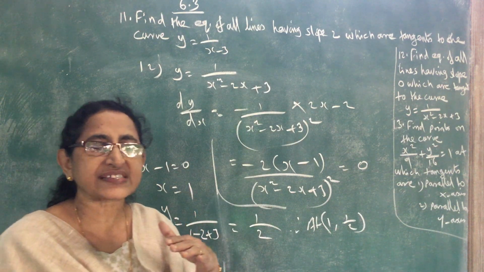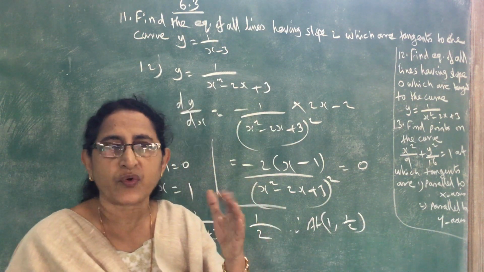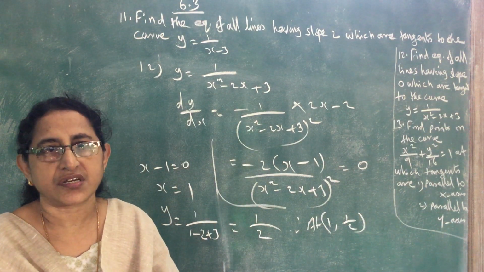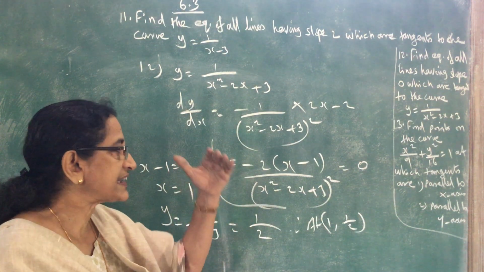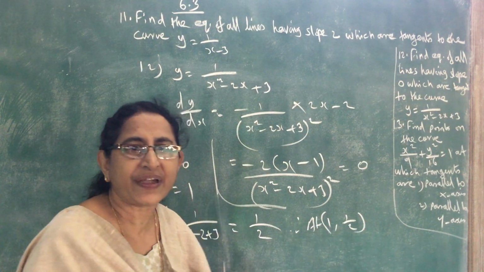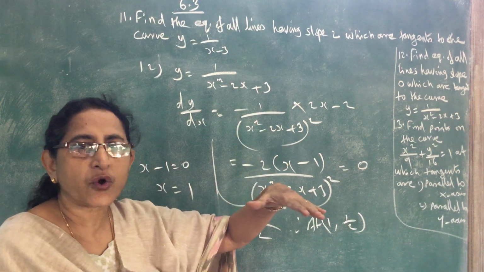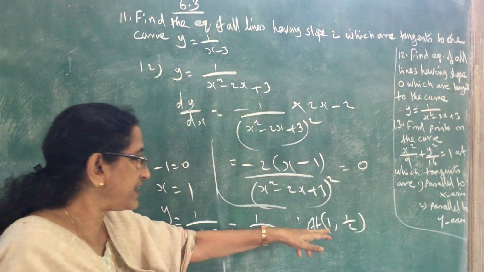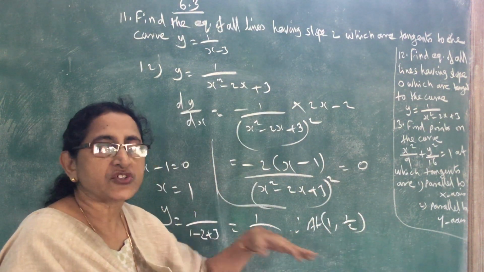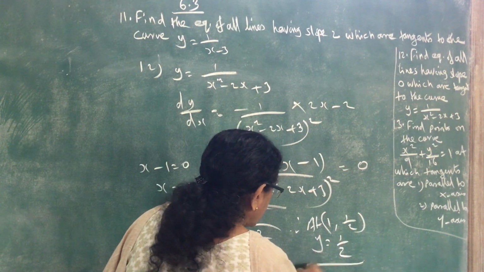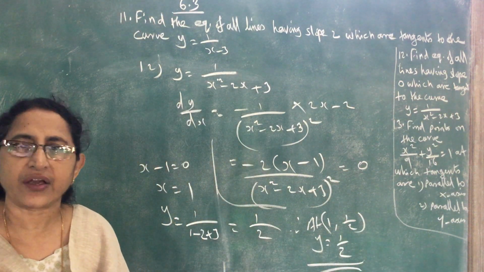So the equation of a line parallel to x-axis is y equal to a constant. And we know that the tangent passes through (1, 1 by 2). So the equation of the line having slope 0 is y equal to a constant, and here the y coordinate is 1 by 2. So the equation of the tangent is y equal to 1 by 2.